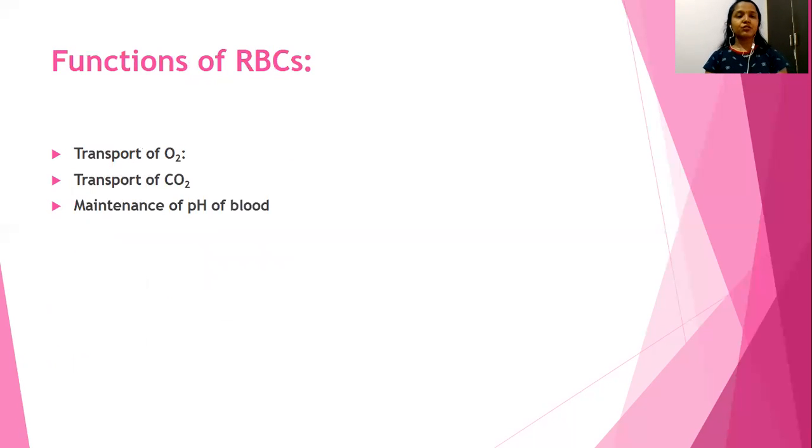With respect to the function of RBCs, RBCs take part in the transportation of oxygen and carbon dioxide. It is mainly involved in the respiratory process. So that's how the transportation of oxygen and carbon dioxide occurs in the RBC, and also the maintenance of pH. Since it forms a buffer, it also maintains the pH of blood.